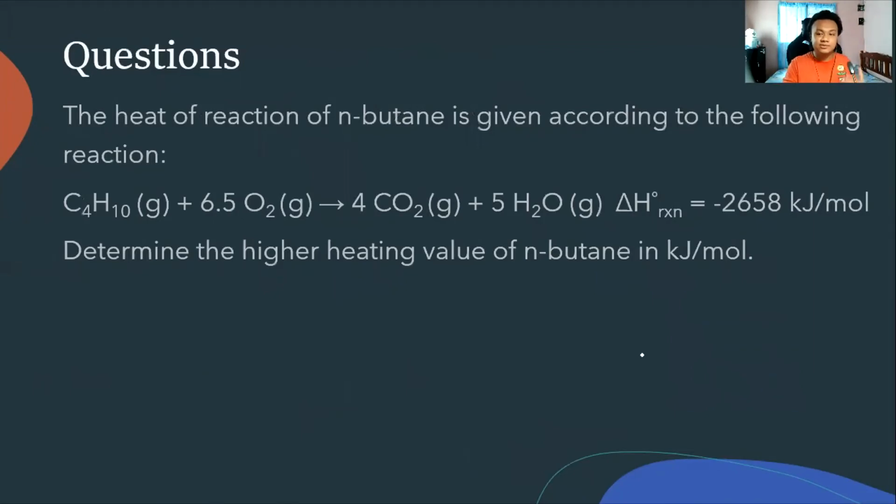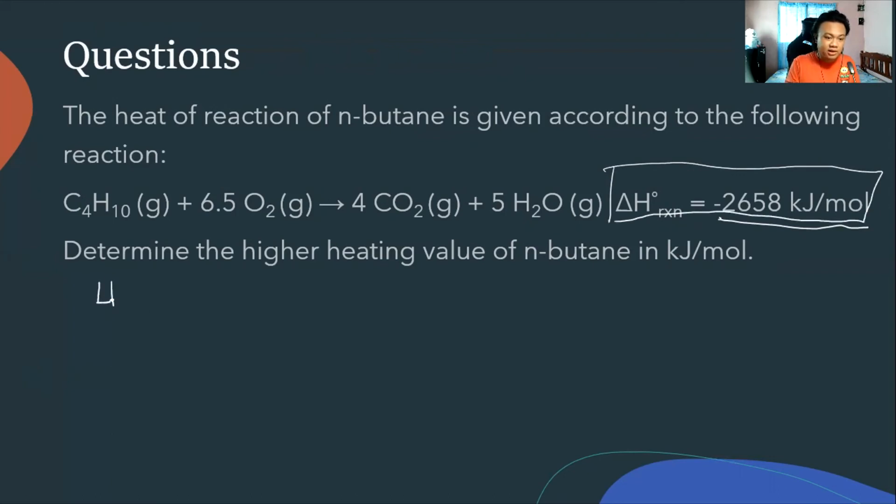Lastly, we have the last reaction. I can't believe we're finished already. And this is just simple. We are given the reaction of n-butane. So this is the combustion of n-butane. We are given the heat of reaction, and we determine the higher heating value, or HHV, of n-butane in kJ per mole. So how do you get that? It's just simple.